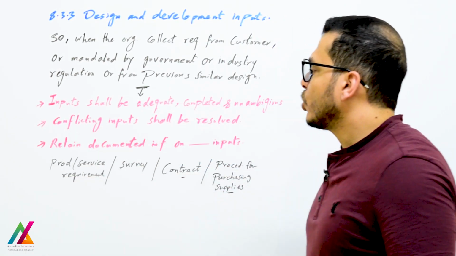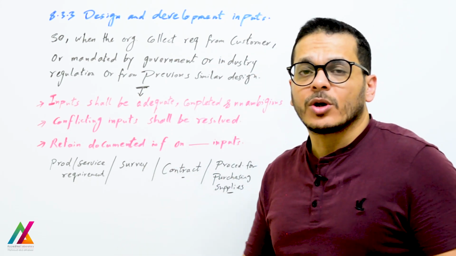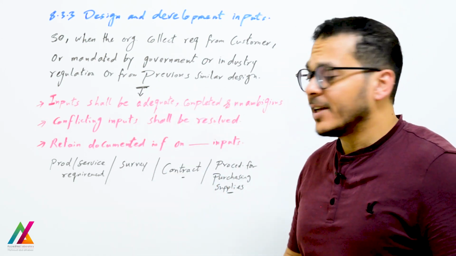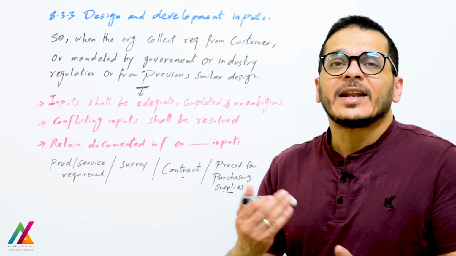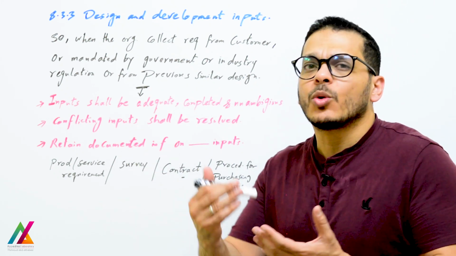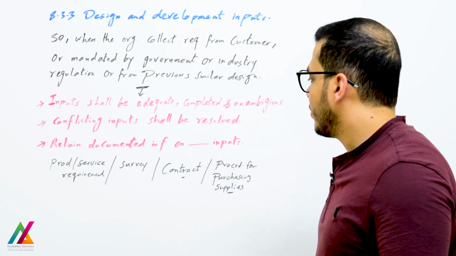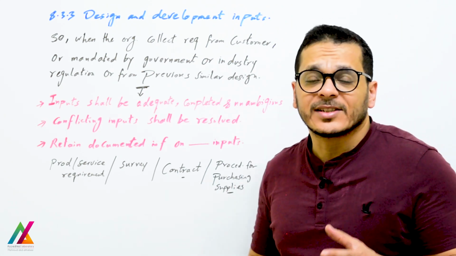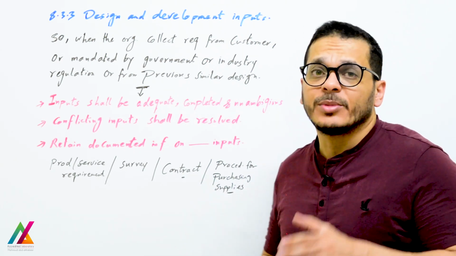So you can keep product or service requirements in a specific record from the customer, and he will add all of his requirements in this record. And you can make a survey also for users. As I said, you can ask users about the product before starting the project to have some idea about requirements from the users themselves. And a contract is very important, shall be there between the customer and the company. A procedure for purchasing supplies is also very important, and any form relating to purchasing shall be added.